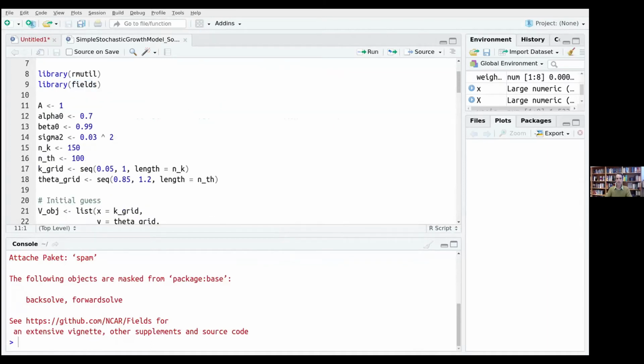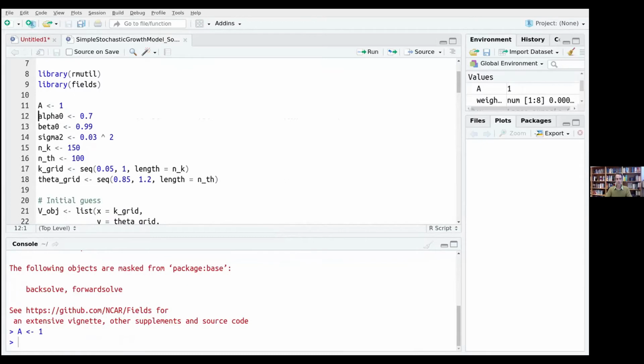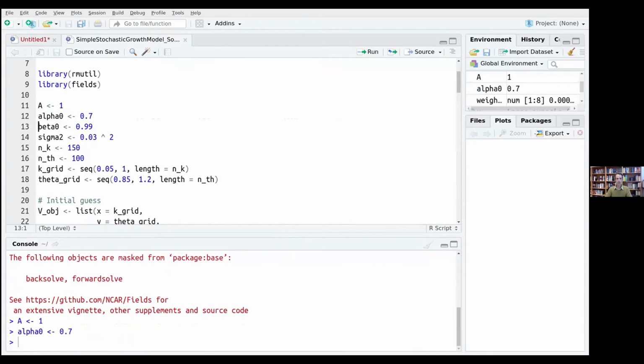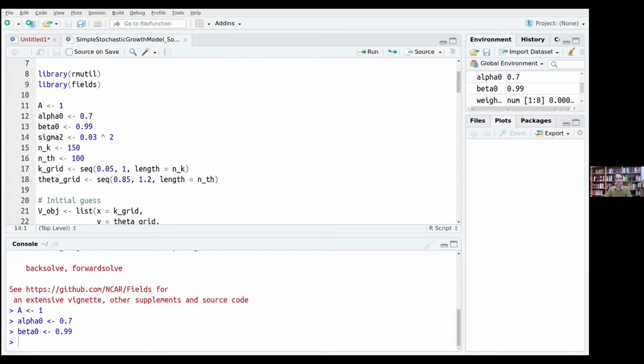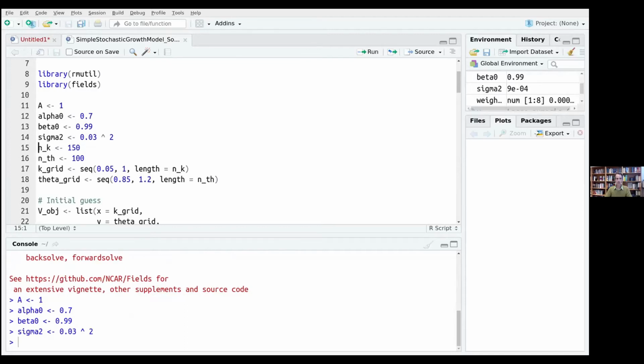Then in the exercise, the parameter values are given. So the normalization constant for the production function is just set to 1. Then we have one of the elasticities, which is 0.7 here. I think it would be better to make it 0.3, but well, this is just a numerical illustration. Then we have the discount factor beta. We have the variance of the technology shock.